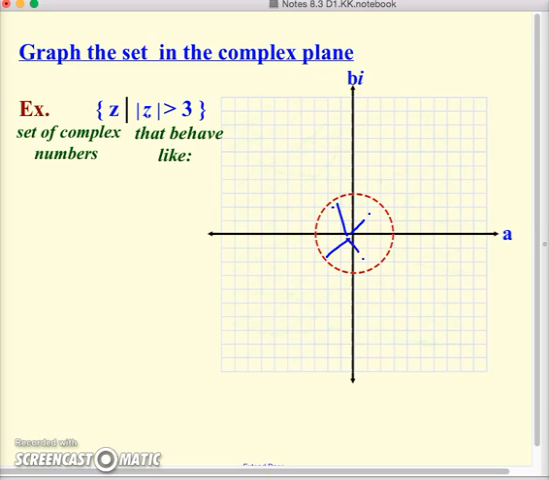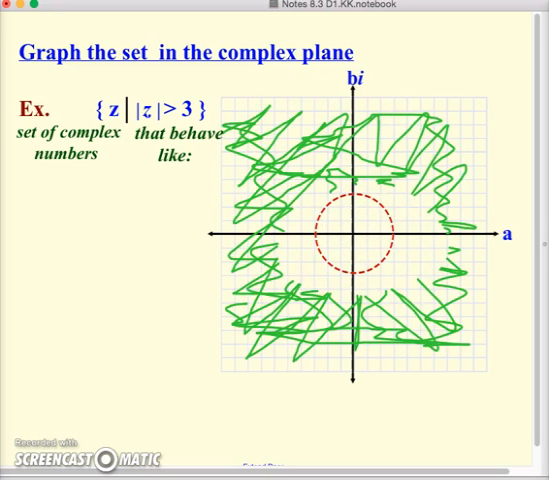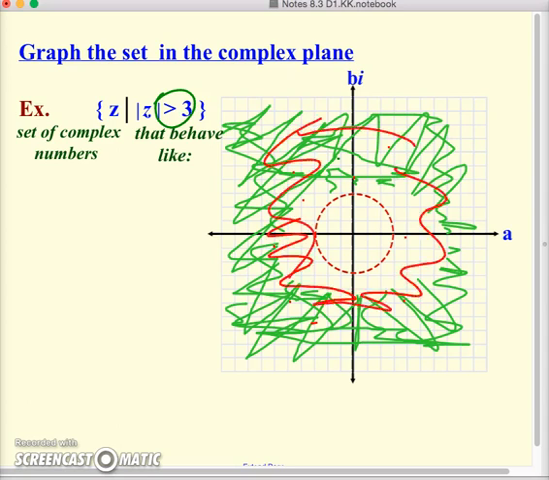If you start putting a bunch of points out there where the radius is less than 3, eventually what you're going to get is a shaded-in area. So all the points that had a radius or a modulus smaller than 3. So absolute value graphs like this, or modulus graphs, are going to be circular of some kind.